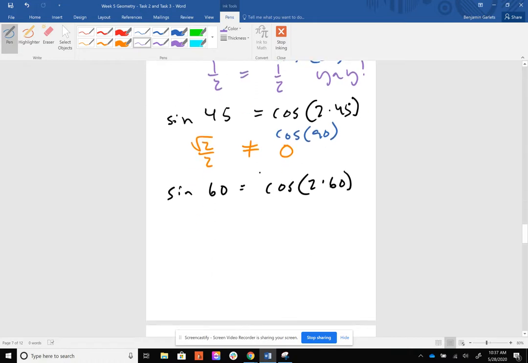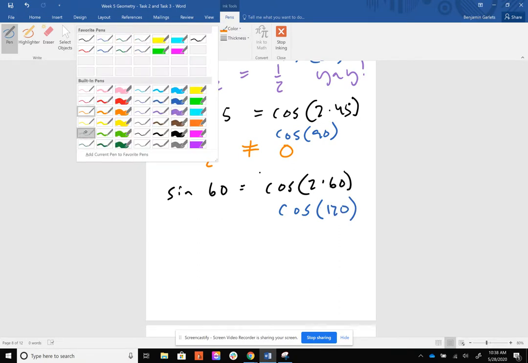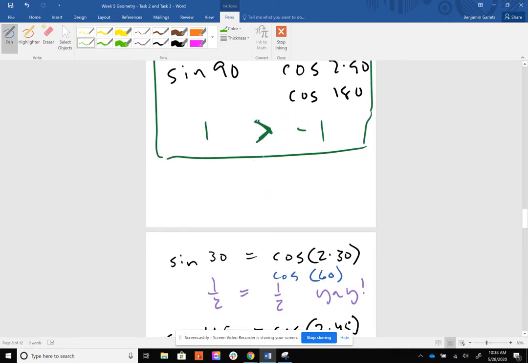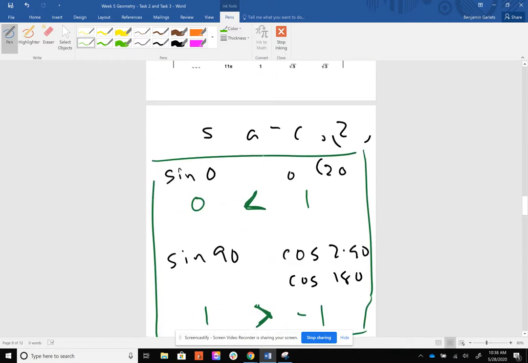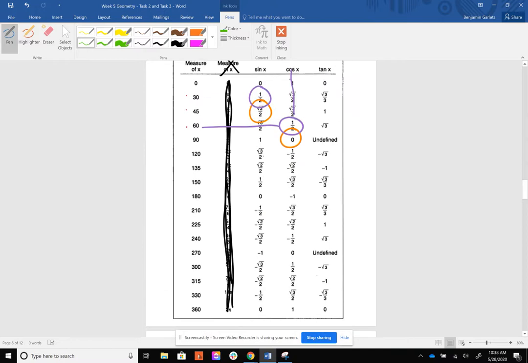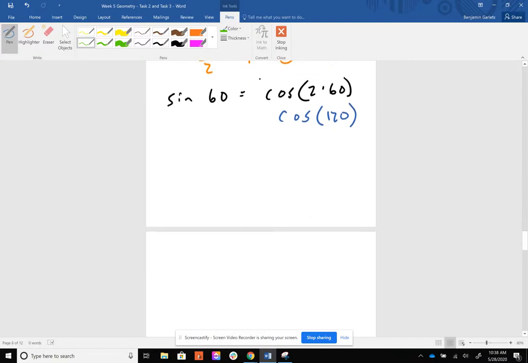All right, and then this last one is cosine of 120. Sine of 60 and cosine of 120. All right, not equal there either. Square root of 3 over 2 is not equal to negative 1/2.